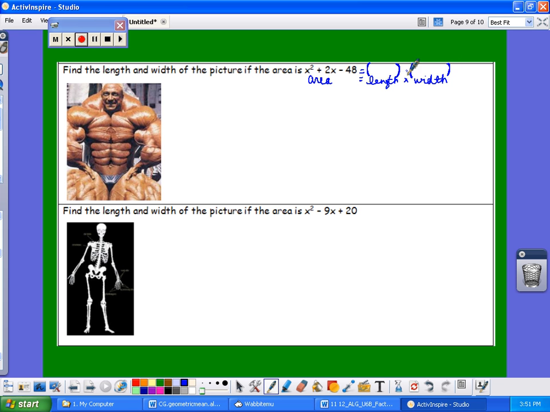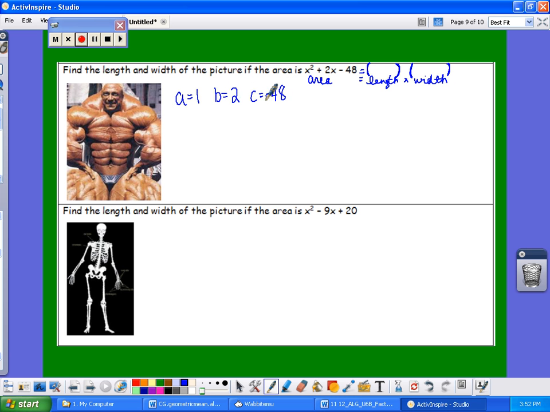Now, when we do this in algebra, I don't put the x here. I just put sets of parentheses, and we assume with parentheses that that means to multiply. All right, so let's get started. I have to find what goes in the first parentheses and the second parentheses. Really, it just means factor. Okay? So I would say A is 1, B is 2, and C is negative 48.